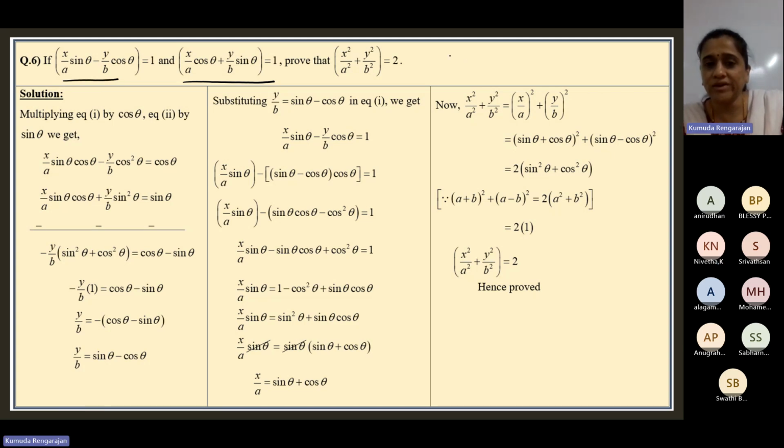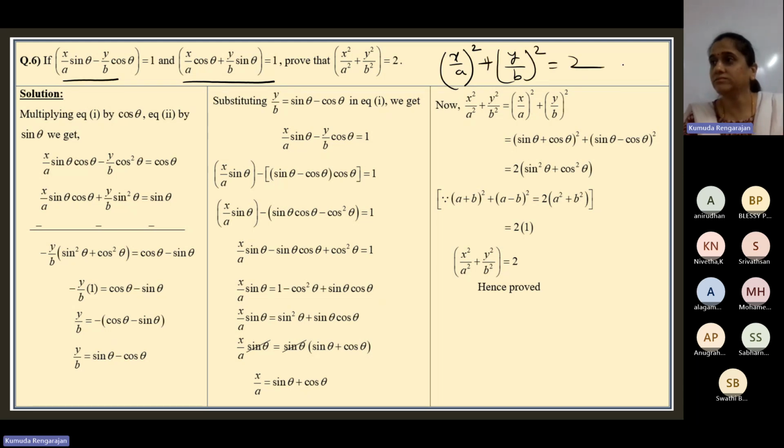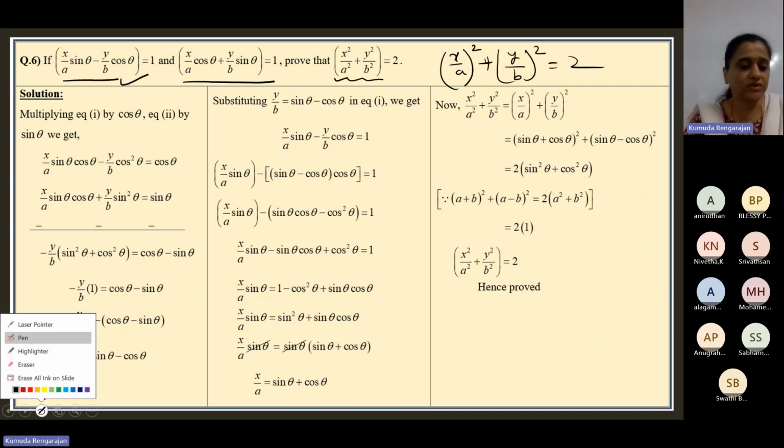So if you have the value of x by a, and if you have the value of y by b, then you can find x by a the whole square plus y by b the whole square. And then the answer should be 2. Prove that x square by a square. What is x square by a square? X by a the whole square. What's y square by b square? Y by b the whole square. So your aim should be to find the values of x by a and y by b using these two equations. So you can see the coefficients here.